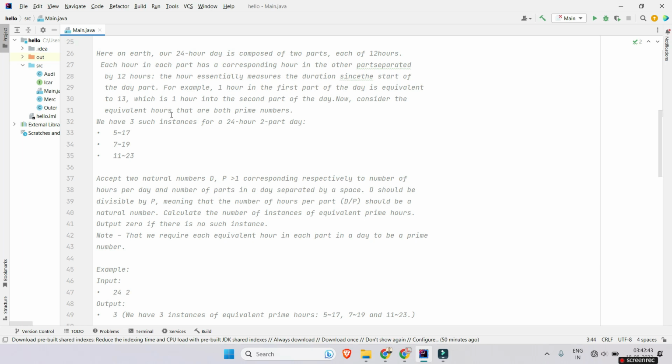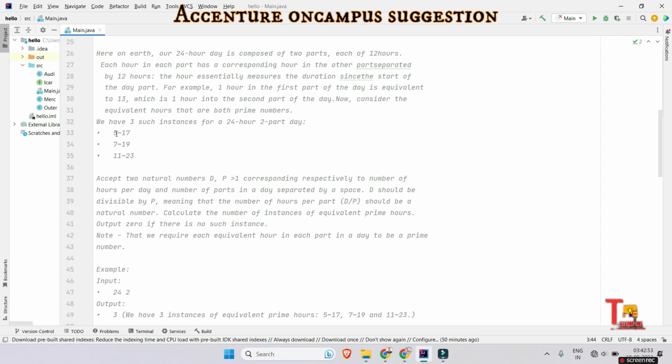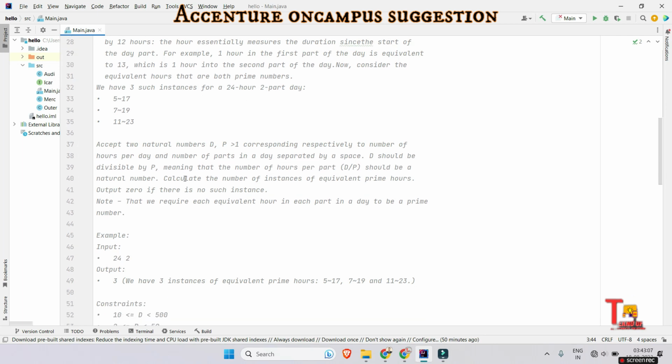Now consider the equivalent hours that are both prime numbers. We have three such instances for a 24-hour two-part day. That is 5 o'clock and 17 o'clock, 7 o'clock and 19 o'clock, and 11 o'clock and 23 o'clock. These are the instances for a 24-hour two-part day.